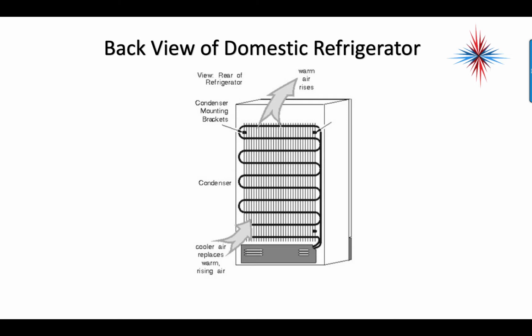So this is a natural draft condenser. Basically, hot air rises, cool air comes in and comes up the coil and just flows across. You have to have air circulation behind these units.